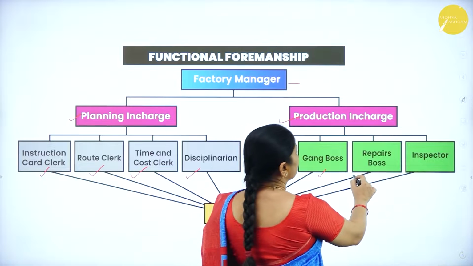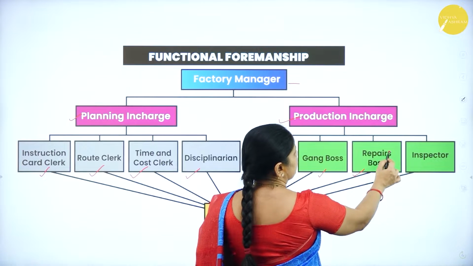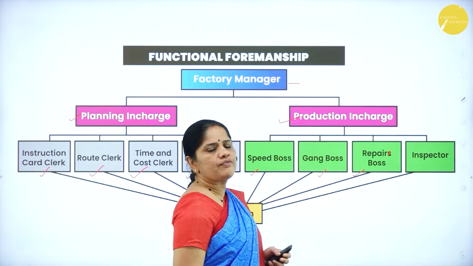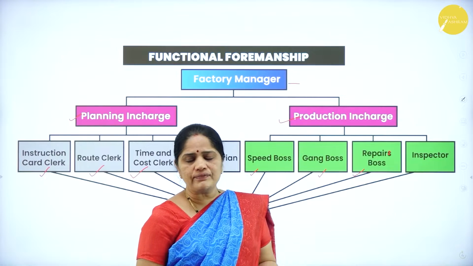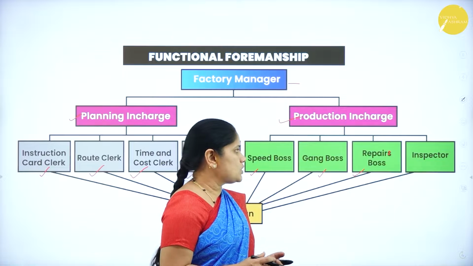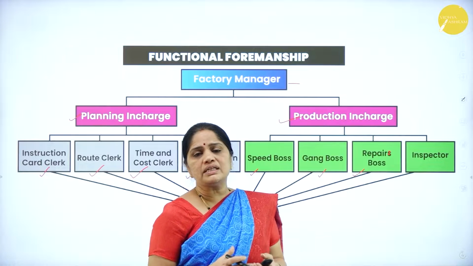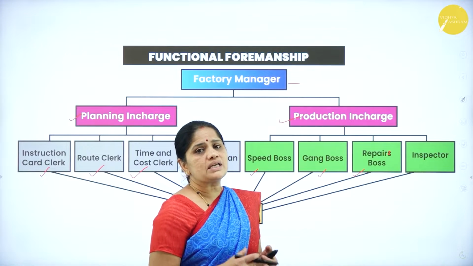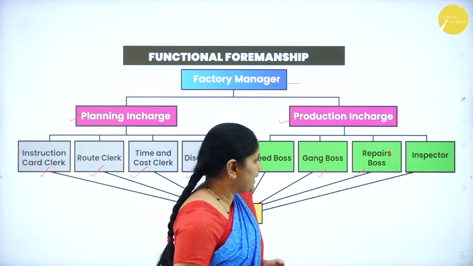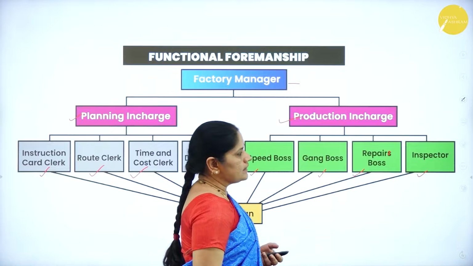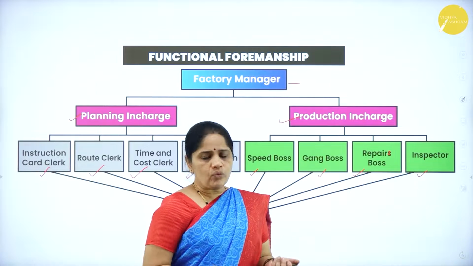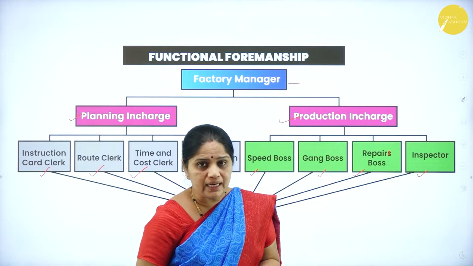Then we have the repair boss. The repair boss is responsible for the repairs of the machinery. After the machinery has done its job, he is responsible to see that the machinery is in a good running condition. Then lastly, we have the inspector. The inspector will be in charge of the quality of work which is done by the workers.